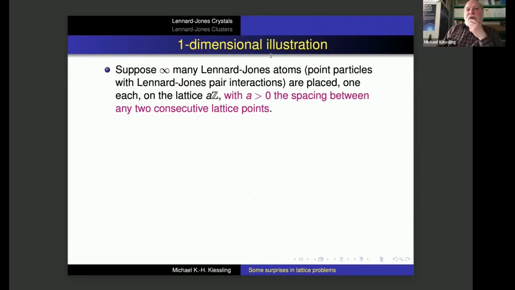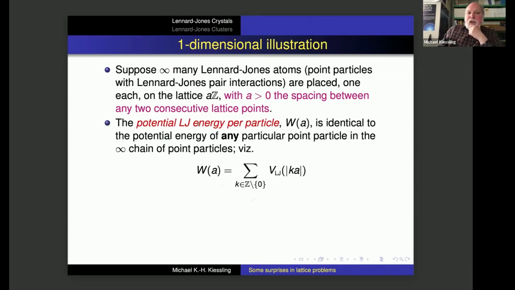I call it the one-dimensional illustration. Suppose you arrange infinitely many of these Lennard-Jones atoms, which simply means point particles with a Lennard-Jones pair interaction, and you place them on a lattice A times the integers. A positive is the spacing between any two consecutive lattice points. Then the potential Lennard-Jones energy per particle, which I write as W of A, is identical to the potential energy of any particular point particle that you choose. Pick one you like.